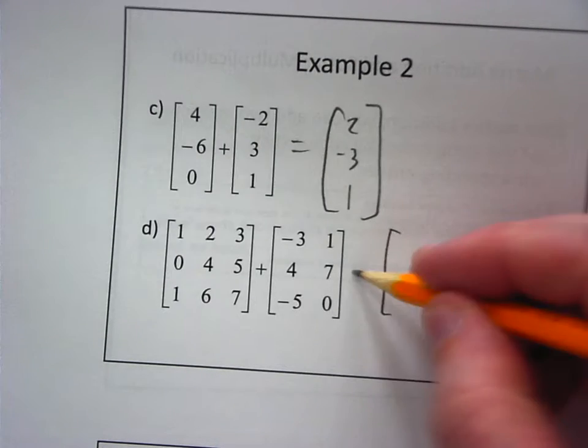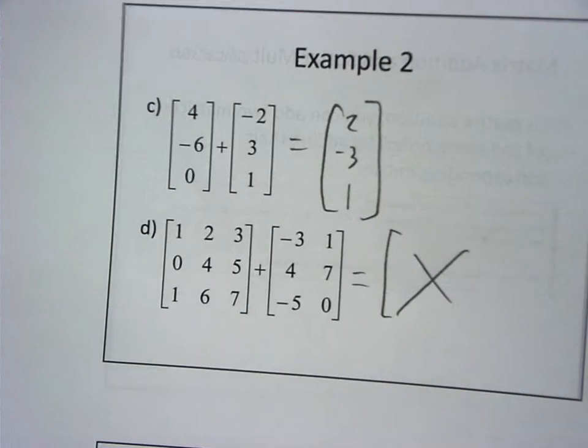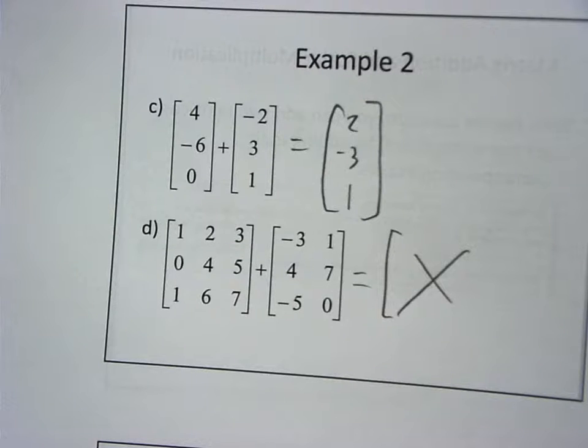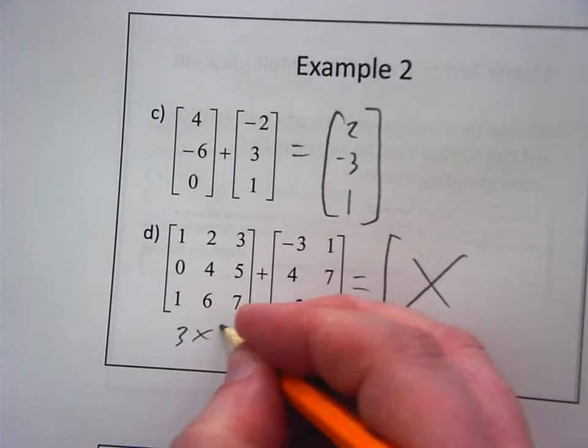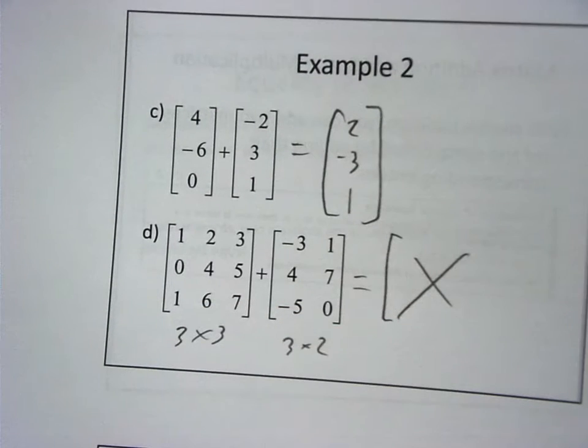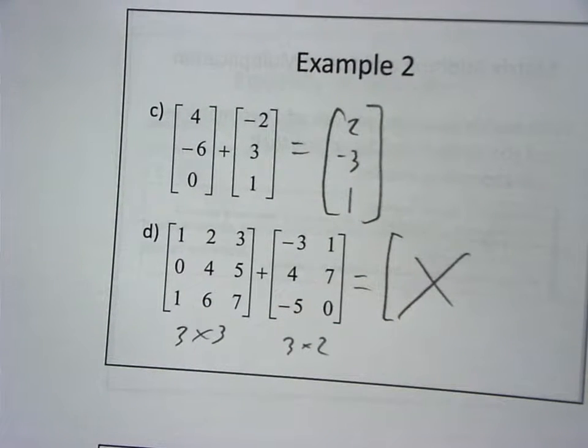Why is it incompatible? Yeah, the dimensions or the order is not the same. This is a 3 by 3. This is a 3 by 2. In order to add them together, they must have the same dimensions.